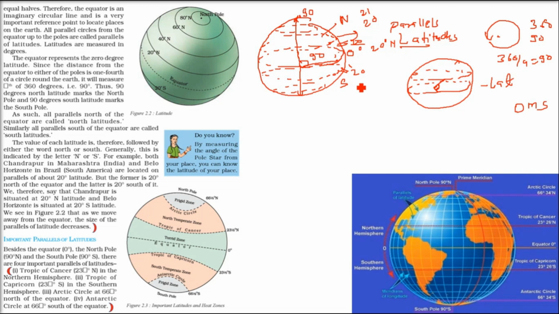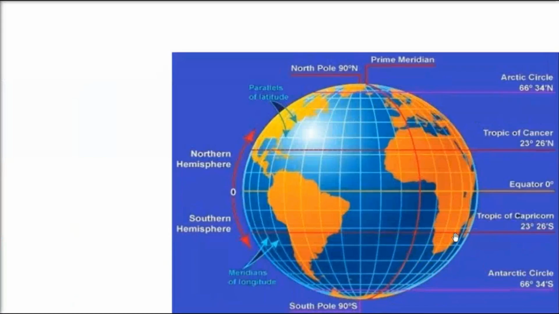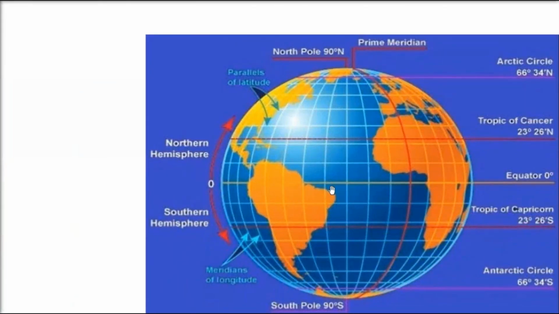If you are in the upper hemisphere, you say 20 degree north. If you are 20 degree below in the southern hemisphere, you say 20 degree S, south. So we add the prefix north and south. That will clearly specify it. Now there are certain imaginary lines which are important. We have fixed them for the climate, for good study, for making geography classified, means vargikrit.